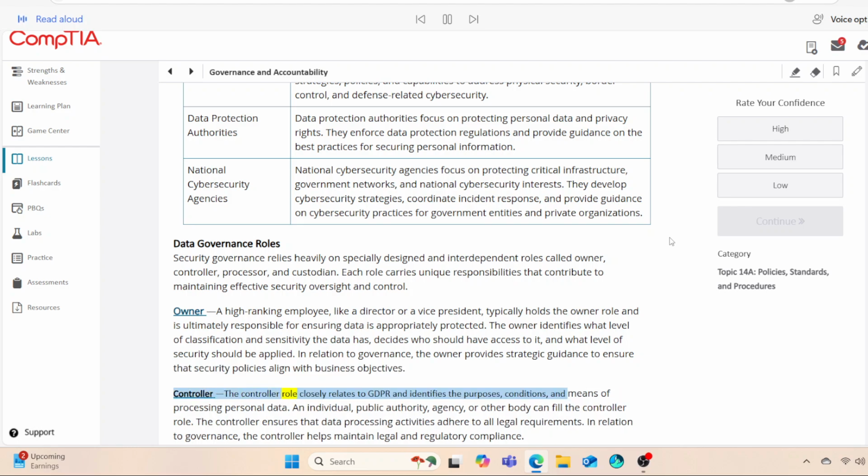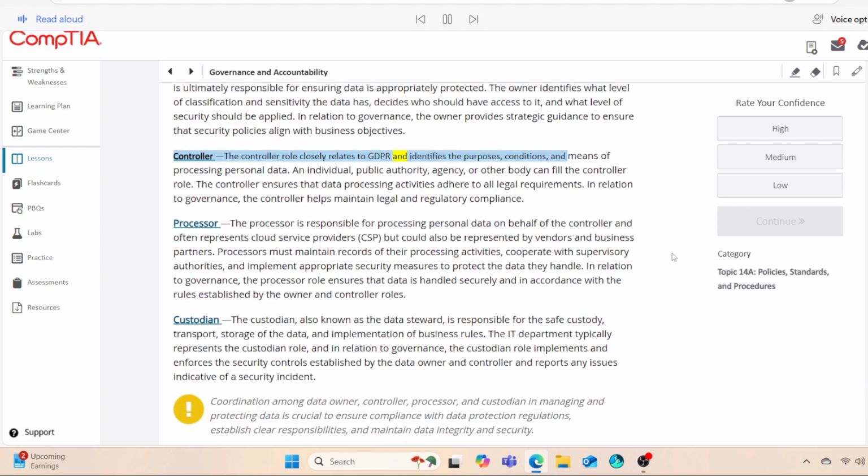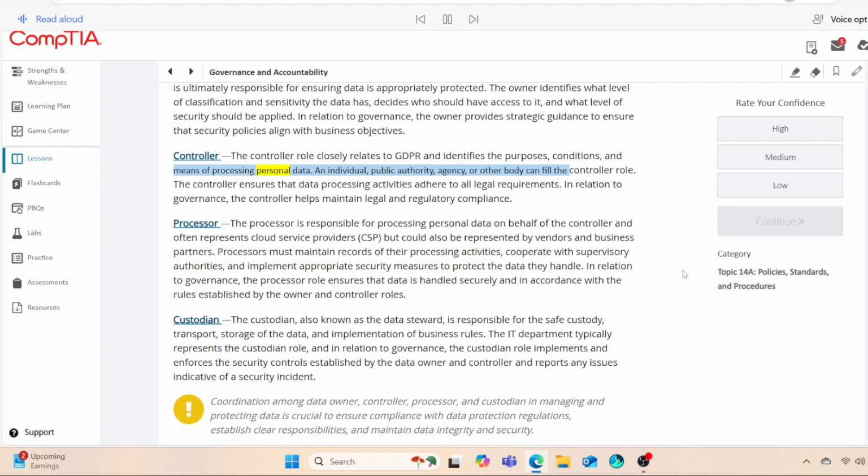Controller. The controller role closely relates to GDPR and identifies the purposes, conditions, and means of processing personal data. An individual, public authority, agency, or other body can fill the controller role. The controller ensures that data processing activities adhere to all legal requirements. In relation to governance, the controller helps maintain legal and regulatory compliance.